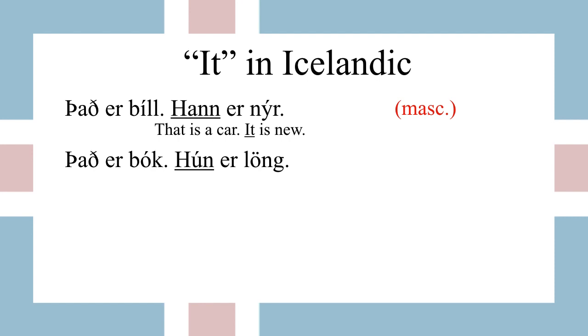In this sentence, það er bók, hún er löng. So hún is the feminine pronoun. It is a book, or that is a book. It is long would be the best translation, even though we're technically saying she is long.